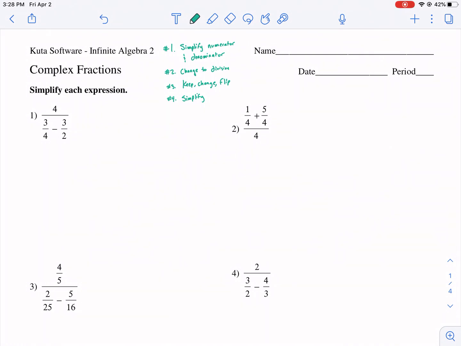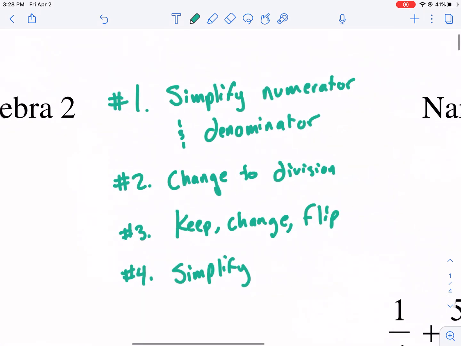We're doing a rather difficult worksheet today called complex fractions. This is when you have fractions inside of fractions, also known as nested fractions, so I'll write that in there also. But these are really tricky for most people, but I'm going to break it down and make it as simple as possible. So really it's a four-step process.